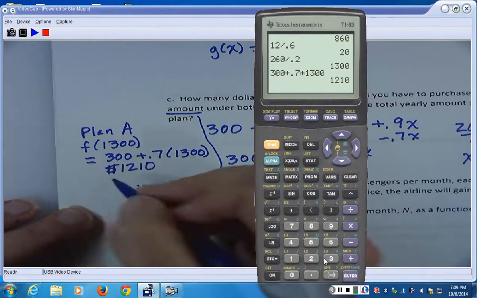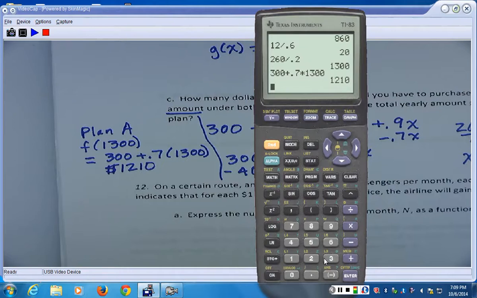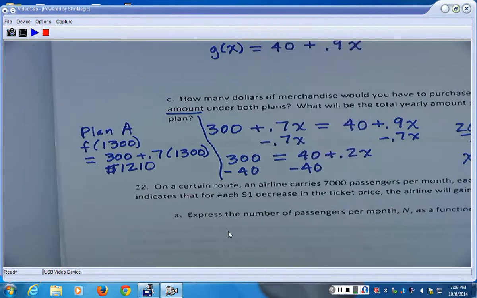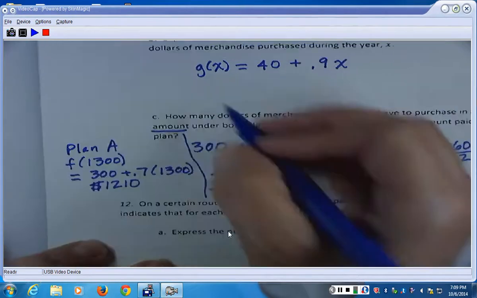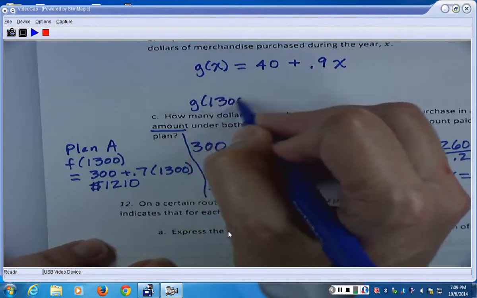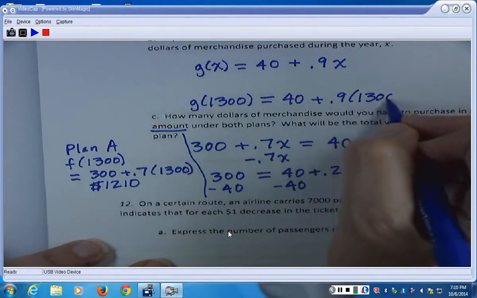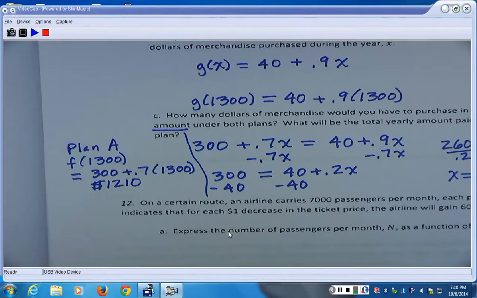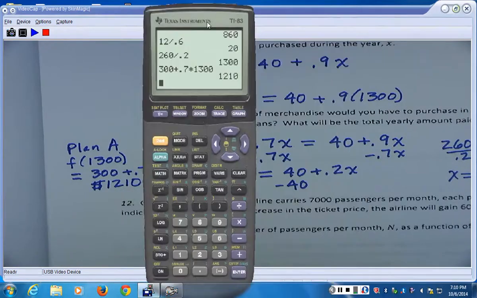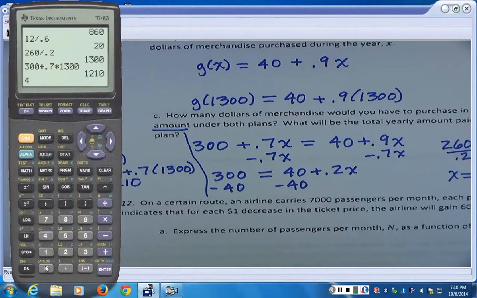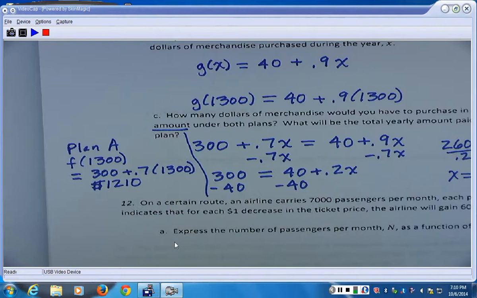for each plan. If we put in 1,300 in G of X, we should get the same thing. I'll make sure, otherwise we've made a mistake. You should always check your work if you can. So G of 1,300 is 40 plus 0.9 times 1,300. And that should be 1,210 also. So let's see if that works. 40 plus 0.9 times 1,300 is 1,210. So they should have been equal because we set those equal, and they were.